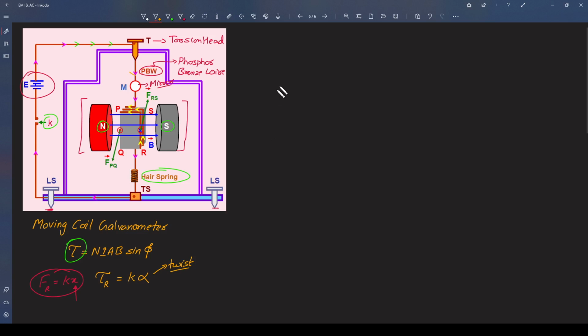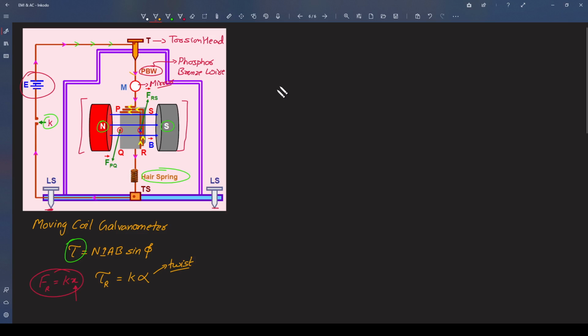The original torque experienced by the coil is due to the current and the magnetic field. So if there is a current and the coil is kept in a magnetic field, it will experience a torque. Due to that torque, the coil will rotate. And when that coil rotates, a restoring torque will be established in the spring. And due to that, what will happen? That is an opposing torque.